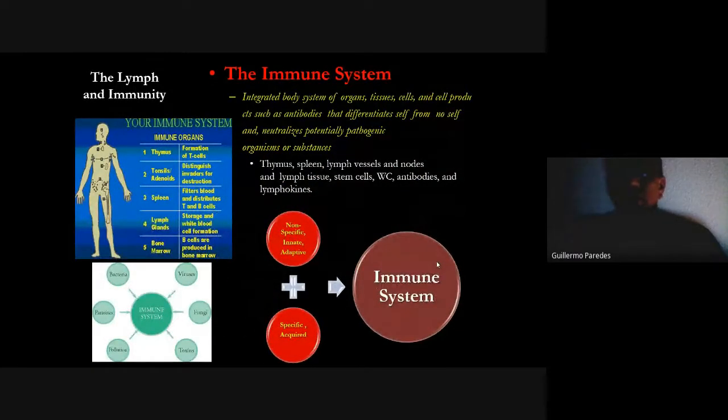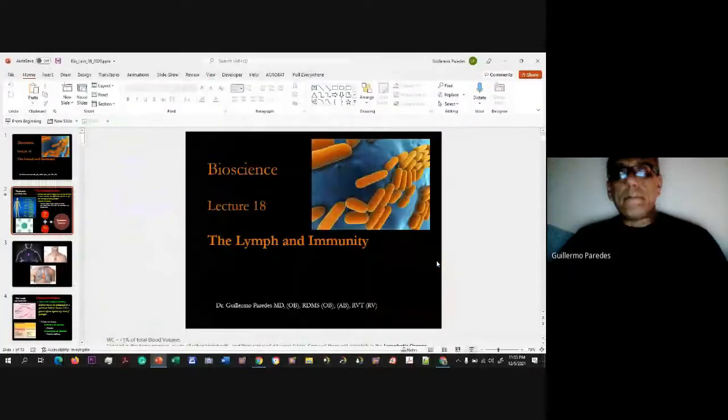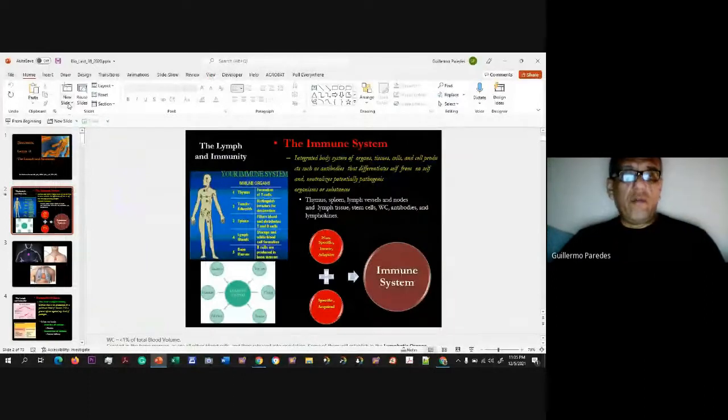The immune system is a group of organs, tissues, and cells that are going to produce what we call antibodies. So what are antibodies? They're going to differentiate the self from what is not you and neutralize potential pathogenic organisms or substances. All right, so we are going to start talking about the organization of the immune system.